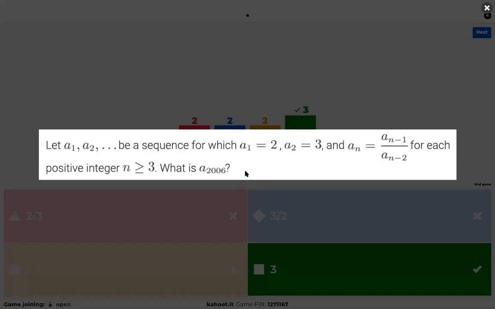That's interesting. Well, turns out that this one is periodic. I believe that it repeats. Let's see. I believe it goes 2, 3, 3 over 2, 1/2, 1/3, 2/3, and then it's back to 2, 3. So once you know that it repeats, you can find out what a 2006 is.